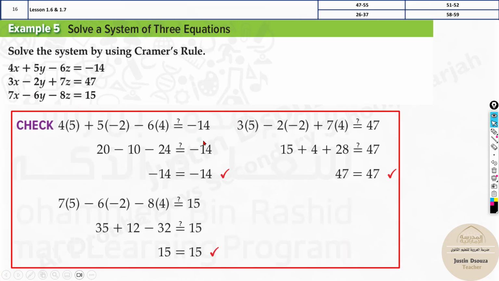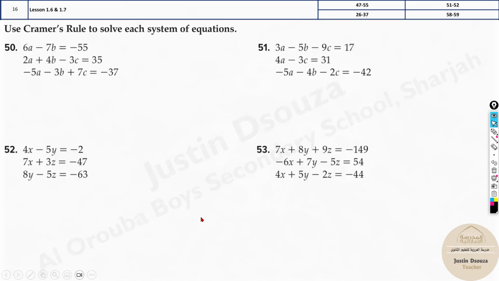Here you can even check the values over here, the check one. All you need to do is put the x, y and z values back into the equation. All the three equations, put the values into the equation, and then both sides must match. Only if it is true values, both sides will match.